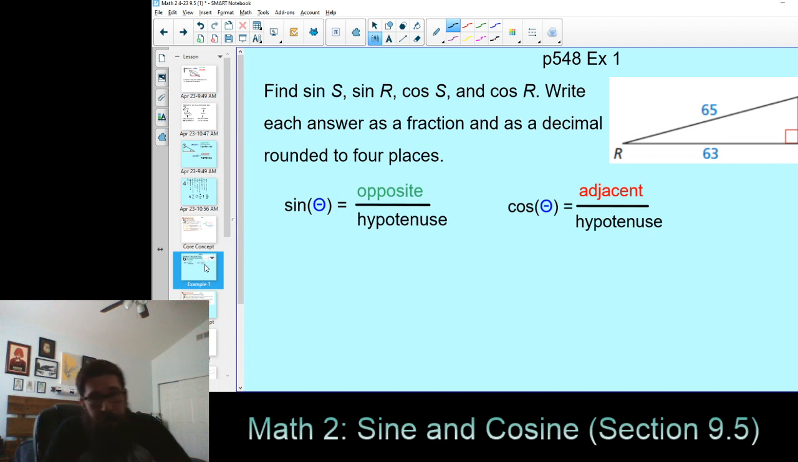So let's actually put them to use here a little bit. The same sort of style stuff that we were doing in the past, we're doing again here. We're going to find 4 ratios here: sine of S, sine of R, cos of S, cos of R. We're on page 548, example 1.